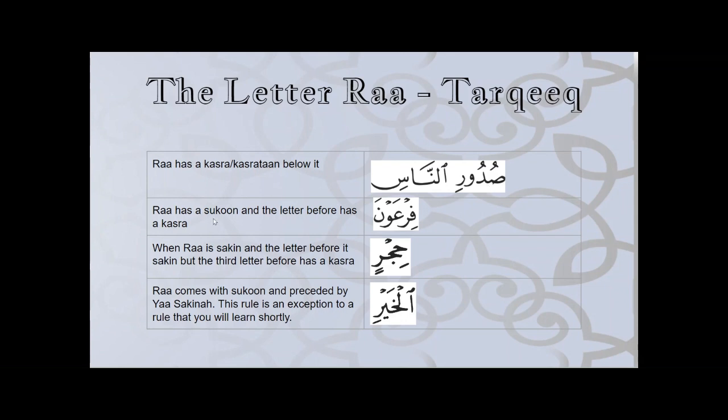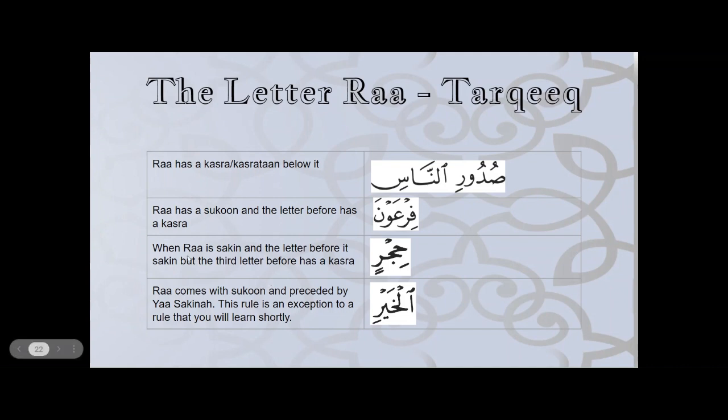Next, the next case when the ra is pronounced light, is when the ra itself is sakin, but the letter before it has a kasra. So for example, you have فرعون, fa kasra ra sukun, fir. This is fir, fir. This ra is pronounced light.